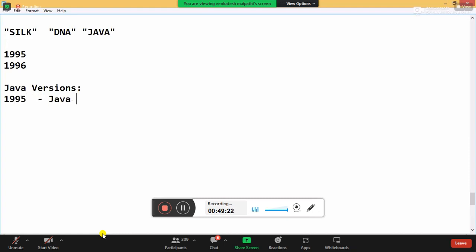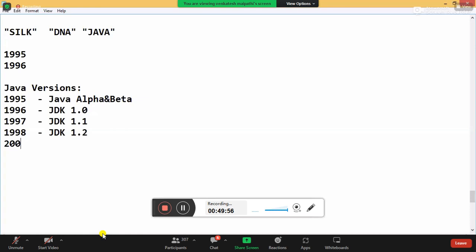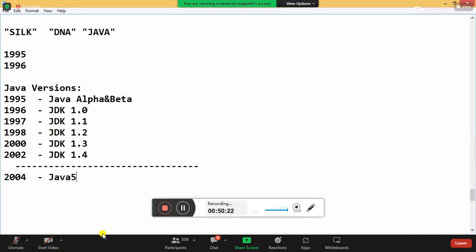Java versions. 1995: Java starting product, alpha and beta. 1996: JDK 1.0. 1997: JDK 1.1. 1998: JDK 1.2. 2000: JDK 1.3. 2002: JDK 1.4. 2004: Java 5. We call it Tiger.